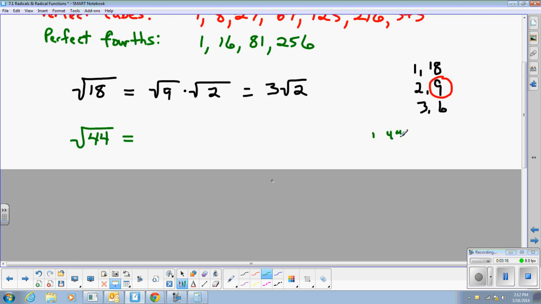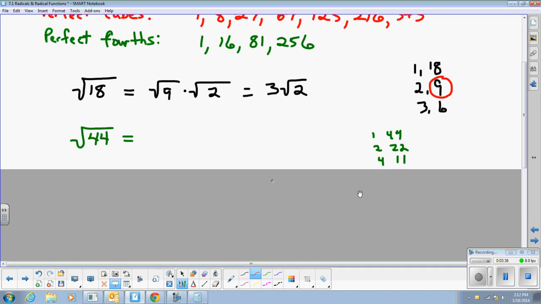1 and 44, 2 and 22, 3 isn't a factor, 4 times 11, and then 5 doesn't work because this isn't ending in 0 or 5. 6 doesn't work, 7 doesn't work, 8 doesn't work, 9 times 5 is 45, but doesn't work here.